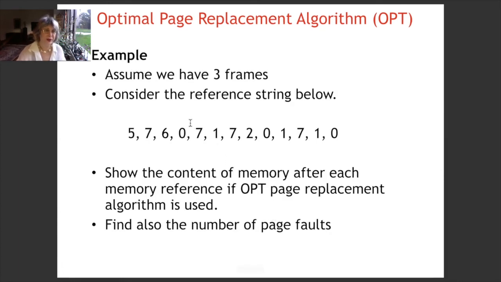Example: assume we have 3 frames for the process. Consider the reference string below, 5 7 6 0 7 1 7 2 0 1 7 1 0, etc. Show the content of memory after each memory reference if the optimal page replacement algorithm is used. Find also the number of page faults.